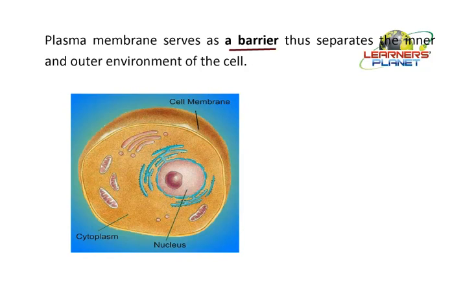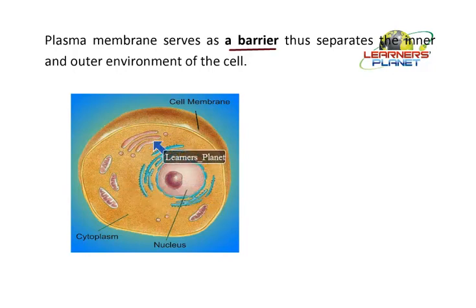For example, there are so many organelles present within the cytoplasm. This is the nucleus here. You can see the nucleus. Now these are endoplasmic reticulum. These two are in close proximity, but still the content of the nucleus won't move into the content of the endoplasmic reticulum. And how is this possible? It is possible because of the presence of this cellular membrane, which serves as a barrier so as to keep the contents separate.